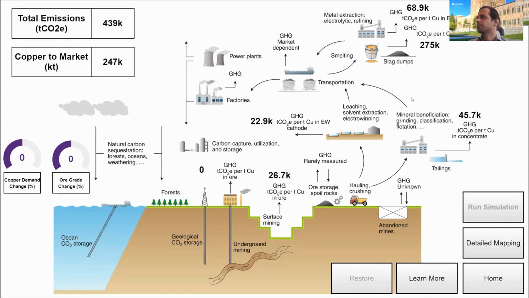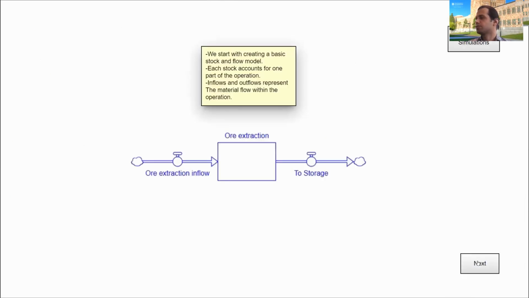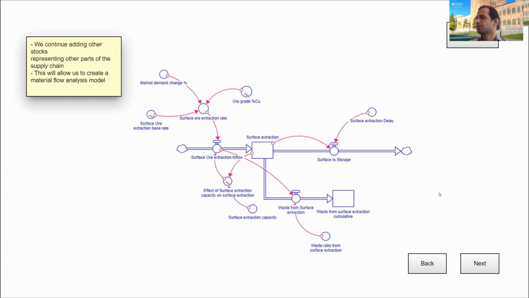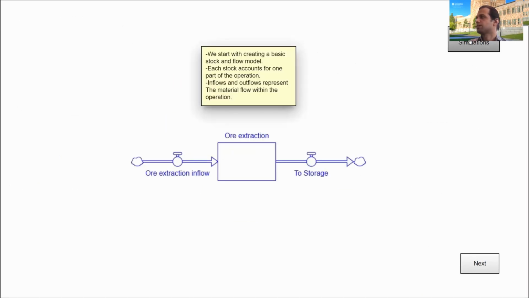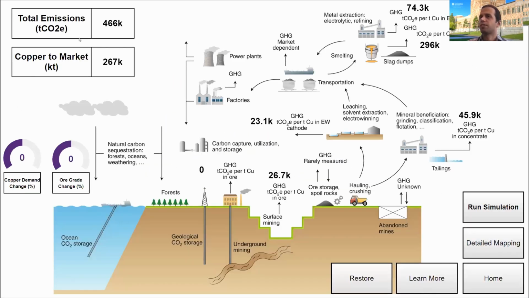Model. And we have different panels. For example, here we can learn more, which takes us to the model, which can show us how the model is developed. Here it shows us the total emissions, and this panel shows us the amount of copper produced, considering the amount of production here.